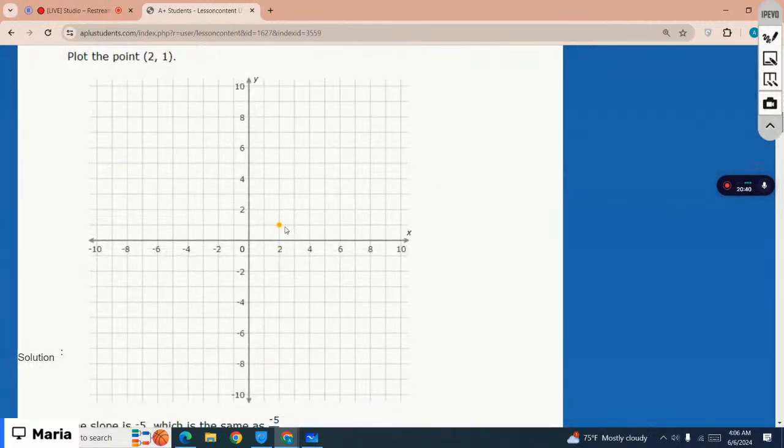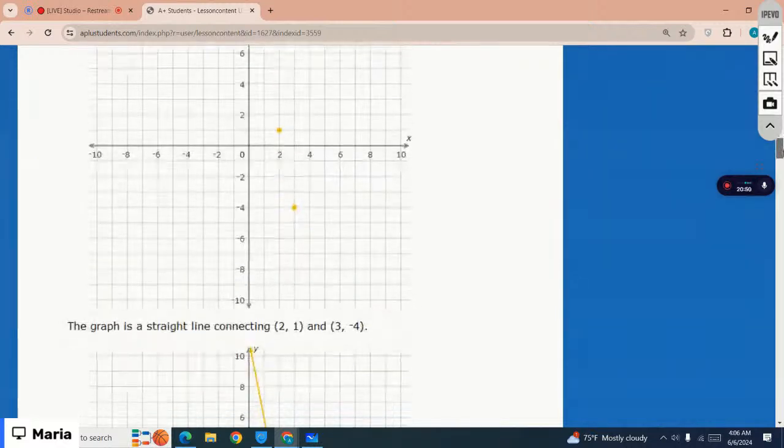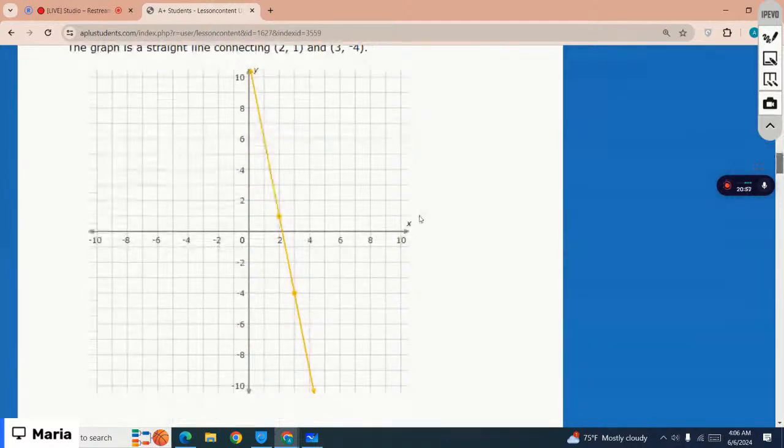Here is the point 2 and 1. Then you have the slope. You need to move down 5 points because the slope is negative, and then 1 to the right. So move down 5 and move right 1. Just join these points, make a line, and here is your graph ready. Got it? Okay.